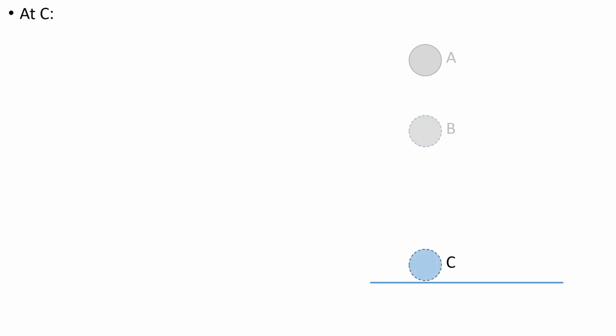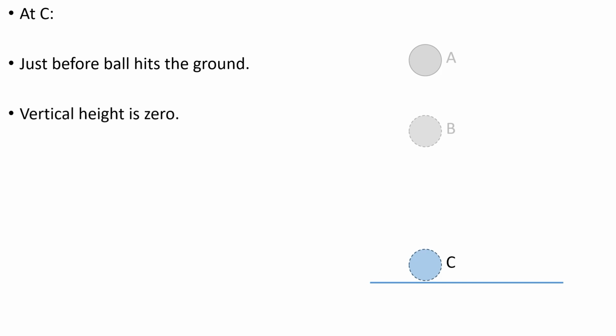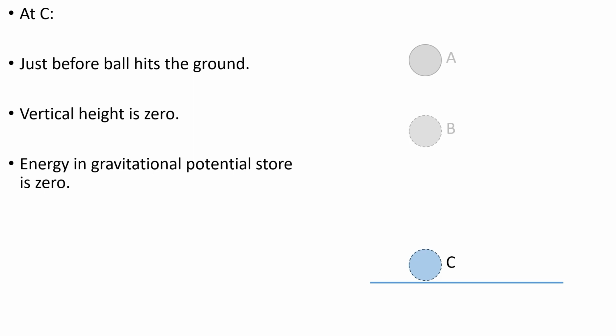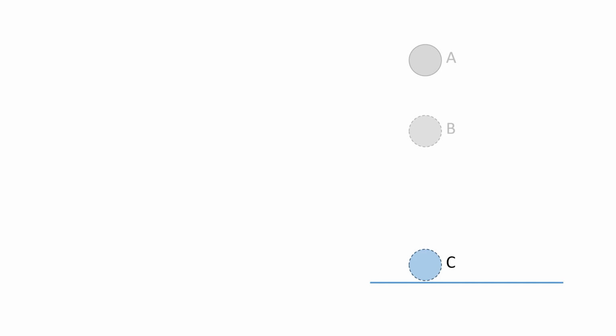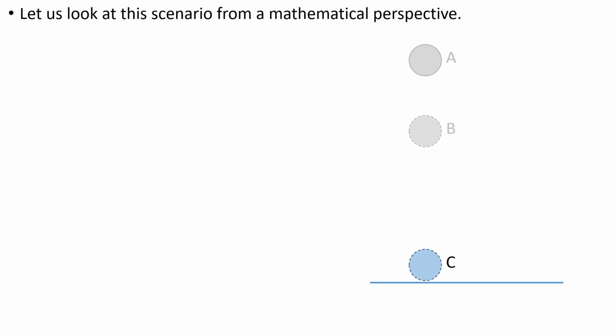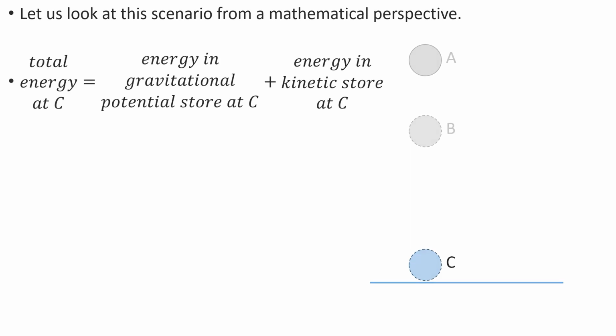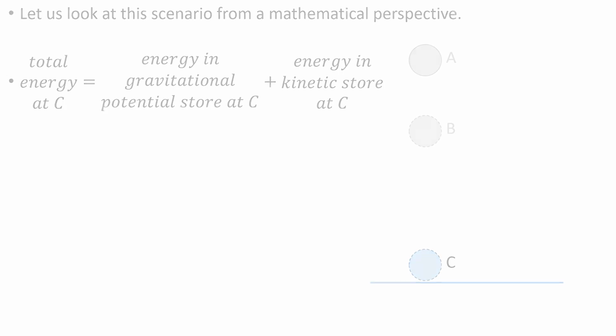At C, the ball is just about to hit the ground. At this point, the vertical height is considered to be zero. So energy in the gravitational potential store is zero. Its velocity is the maximum just before impact with the ground. So the energy in the kinetic store is the greatest. We can also express the energy of the ball with the following mathematical expression: total energy at C is equal to energy in gravitational potential store at C plus energy in kinetic store at C.